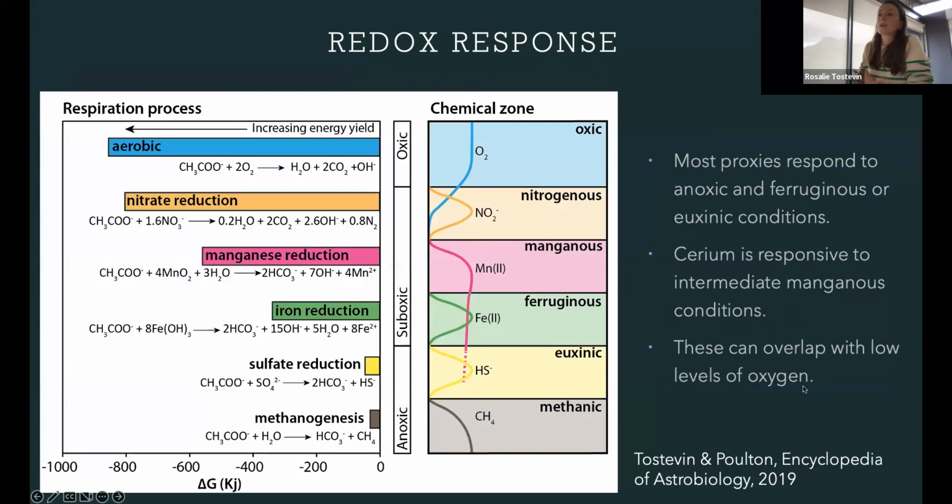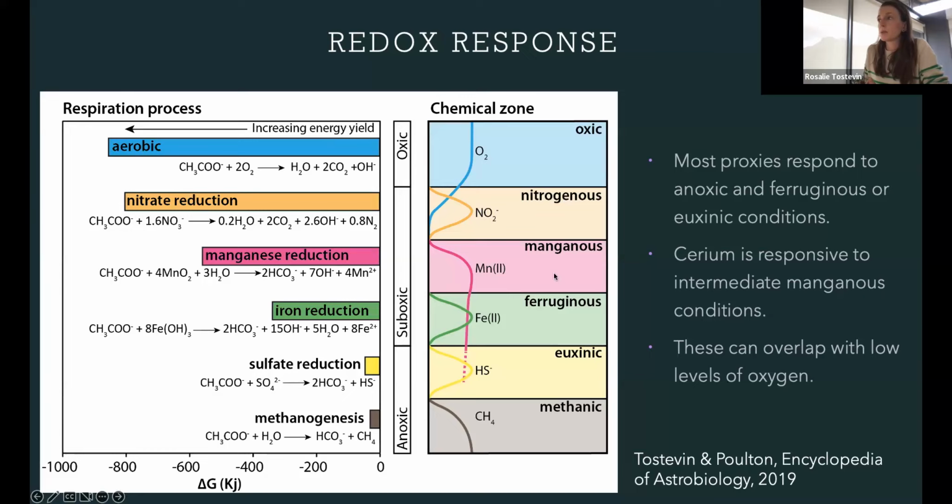So one thing that makes cerium anomalies a relatively special proxy is that the majority of proxies that we have available to us respond to fully anoxic conditions, so the onset of either ferruginous conditions, which are sometimes termed suboxic but only occur in the complete absence of oxygen, or euxinic conditions with the buildup of sulfide, which again only occurs in the complete absence of oxygen.